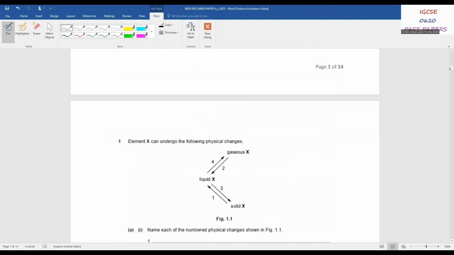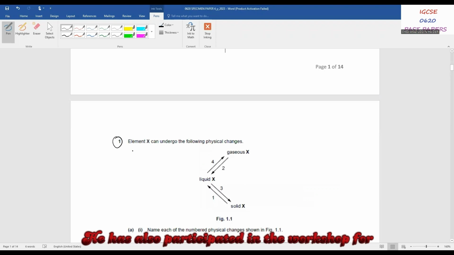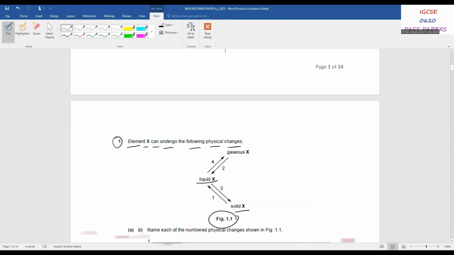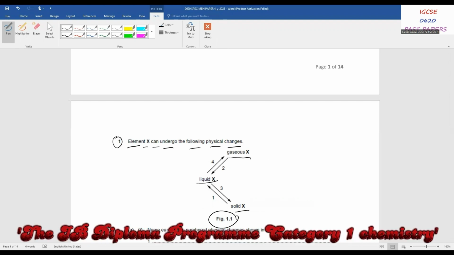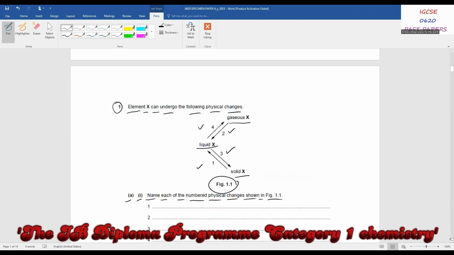So this is the first question. Question number 1. Element X can undergo the following physical changes. These are the physical changes in figure 1.1. Solid X to liquid X, liquid X to gaseous X. The numbers are given 1, 2, 3, 4. A. Name each of the numbered physical changes shown in figure 1.1. This is an easy one.